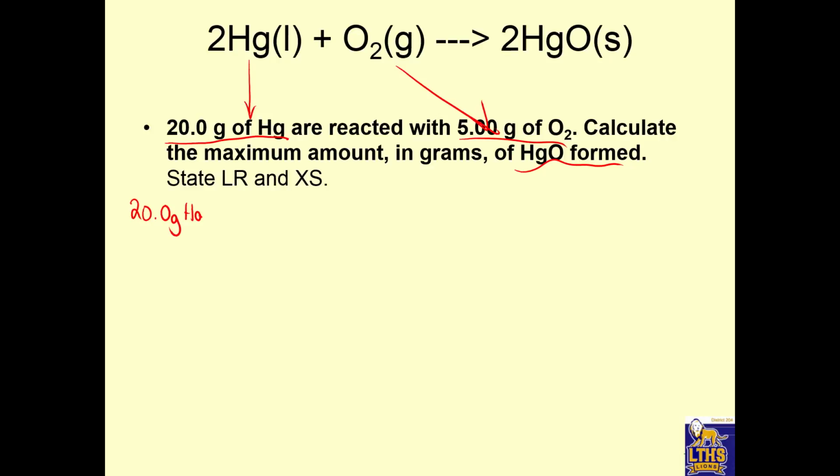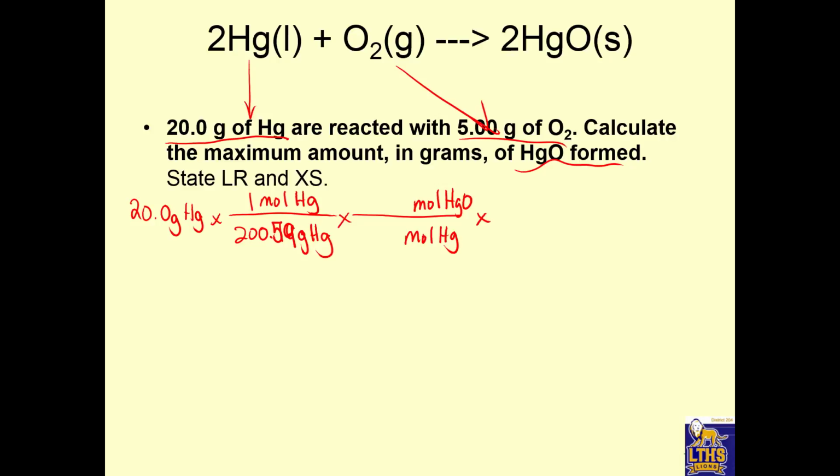We have 20 grams of mercury, and there's 200.1659 grams of mercury. I got that from the periodic table for every 1 mole of mercury. All right, what does that tell us? That tells us how many moles of this we have. But in order to figure out how much product we can get, we have to change those moles of Hg into moles of HgO.